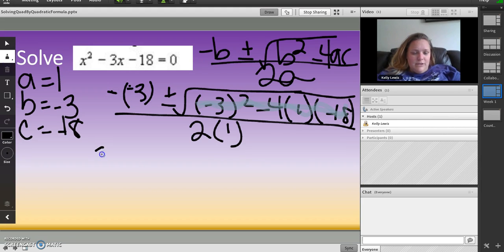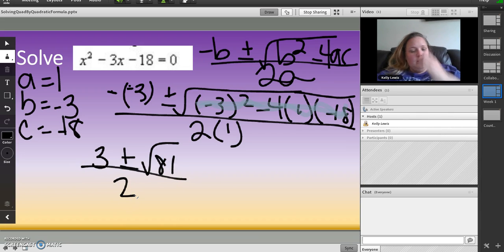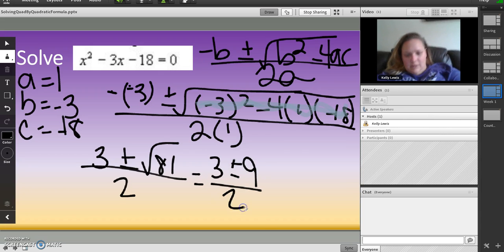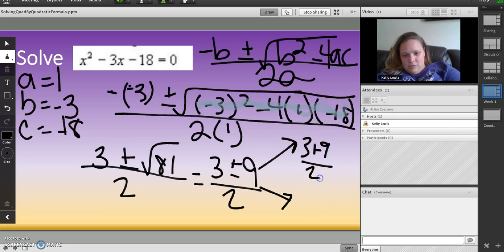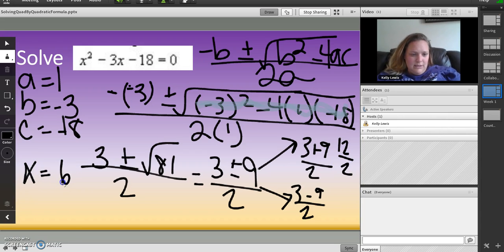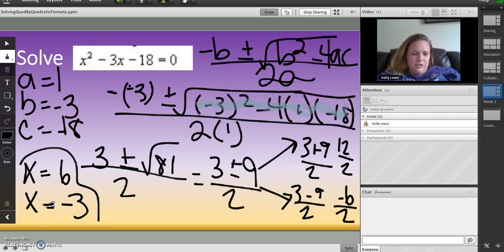So negative 3 is a positive 3, plus or minus the square root of 81, over 2 times 1, which is 2. The square root of 81 is 9. So now we have 3 plus 9 over 2, and 3 minus 9 over 2. 3 plus 9 is 12 over 2, so we have x equals 6. 12 over 2 is 6. 3 minus 9 is negative 6 over 2, and we have negative 3. So those are our two answers.